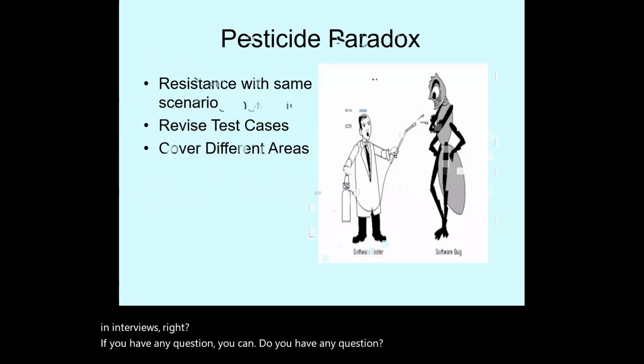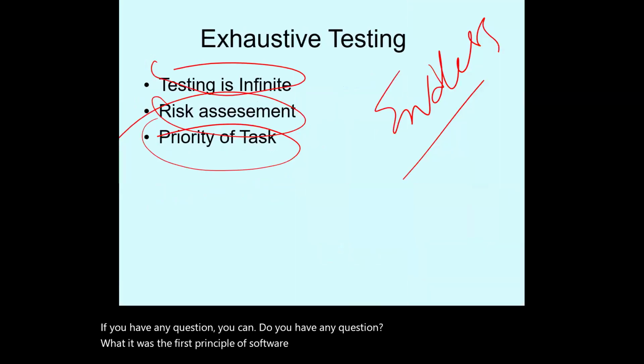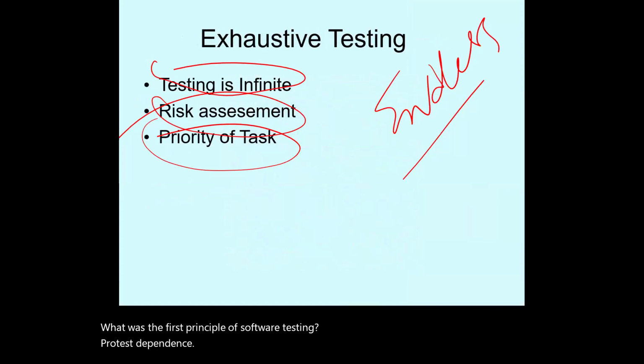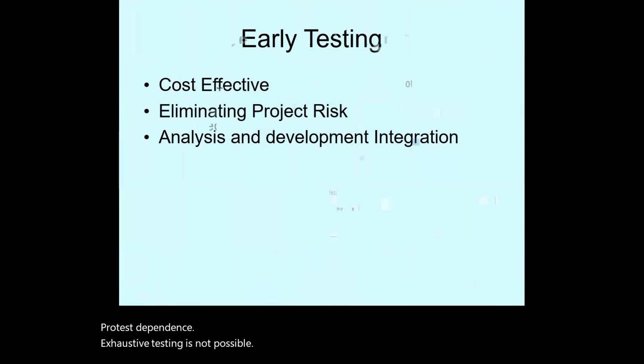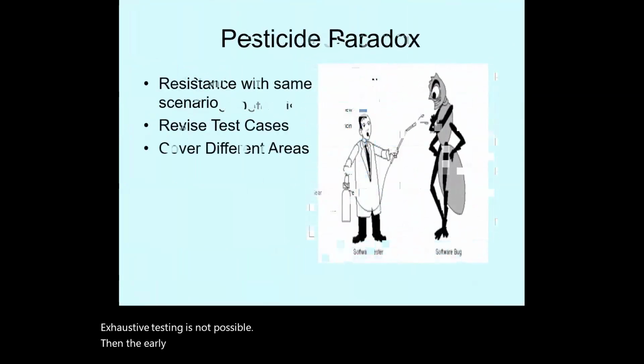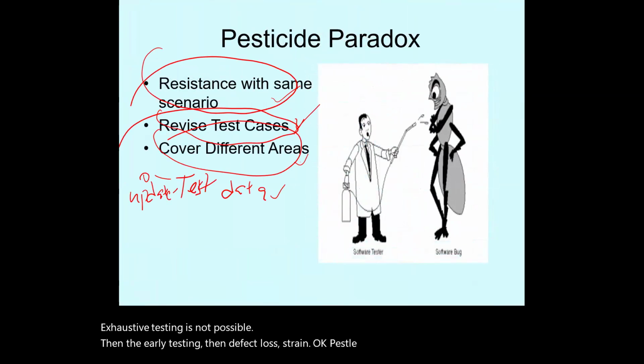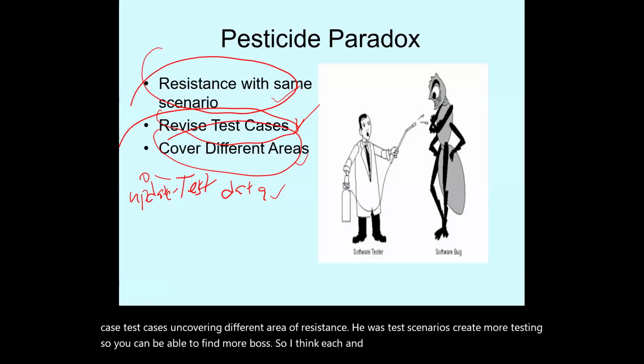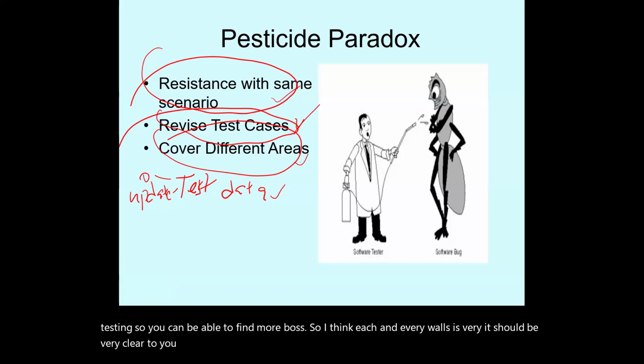What's the first principle of software testing? Context dependent. Exhaustive testing is not possible. Early testing, then defect clustering, okay, pesticide paradox. Keep on revising your test cases and covering different areas, revisiting your test scenarios, create more test scenarios so you're able to find more bugs. Each and every word should be very clear to you, as it is right now.